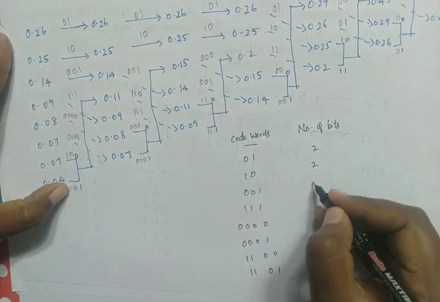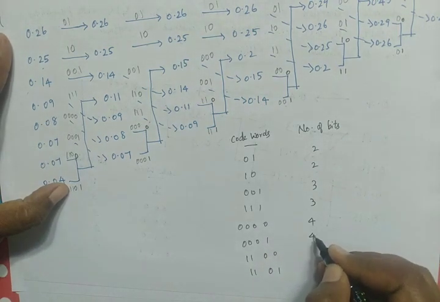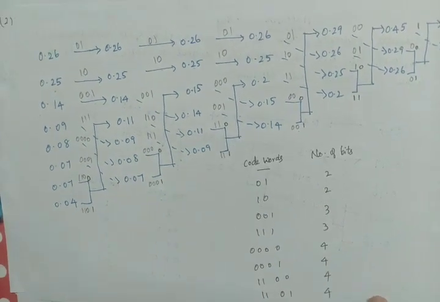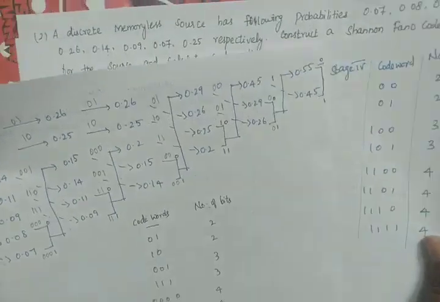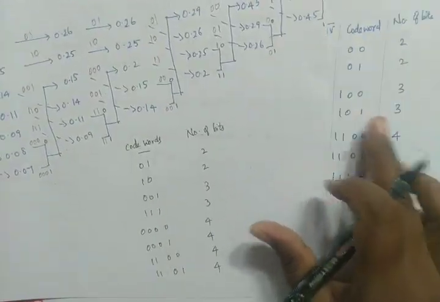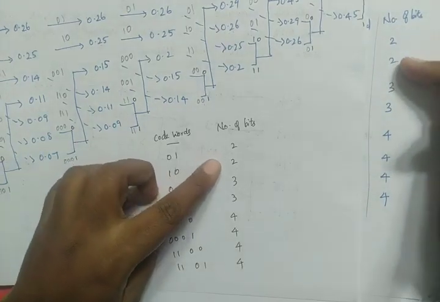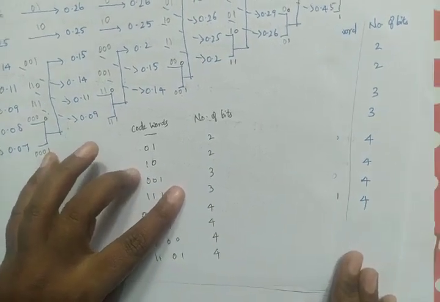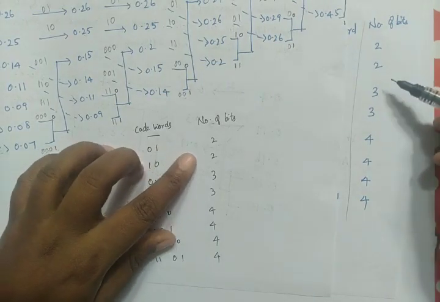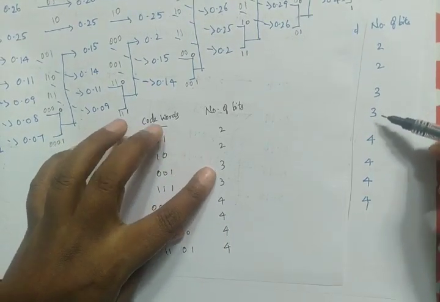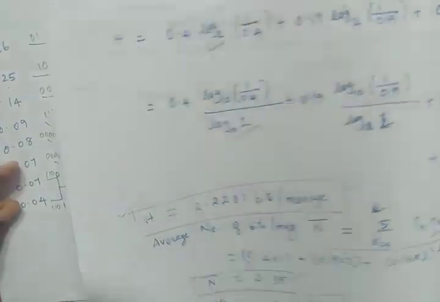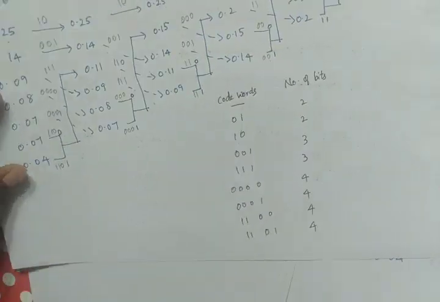Now write the number of bits, that is length. So 2, 2, 3, 3, 4, 4, 4, 4. So this is how we have to write the number of bits. Now let us check our previous problem. See here. This is Shannon-Fano coding, and here also we have the lengths 2, 2, 3, 3, 4, 4, 4, 4. Is it visible? Yes. So already we have solved for this. Now check here, how can we find the entropy?